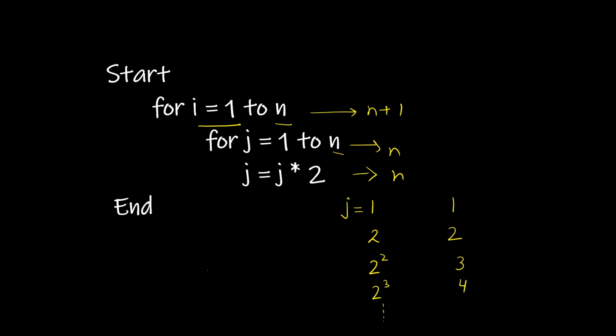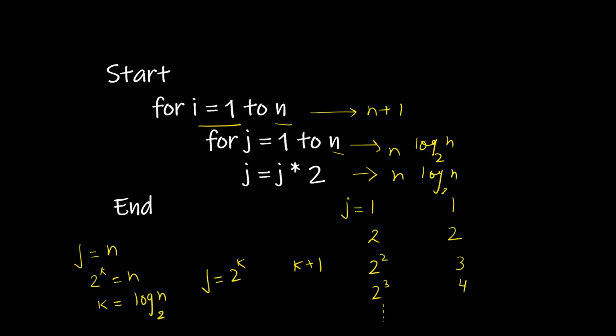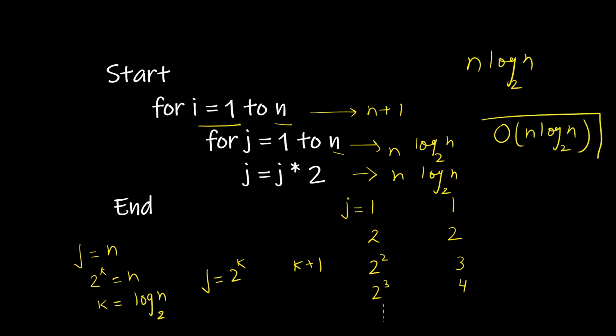So we can say that for j equals 2 to the power k, it will run k plus 1 times. Now for this for loop to terminate, our j should be equal to n, which means 2 to the power k should be equal to n. So here k is equal to log n base 2. So we can say that our second for loop runs log n base 2 times. Same, our statement will also run log n base 2 times. Overall, we can say that our second for loop runs n log n base 2 times. So the time complexity of this pseudocode is of order n log n base 2.